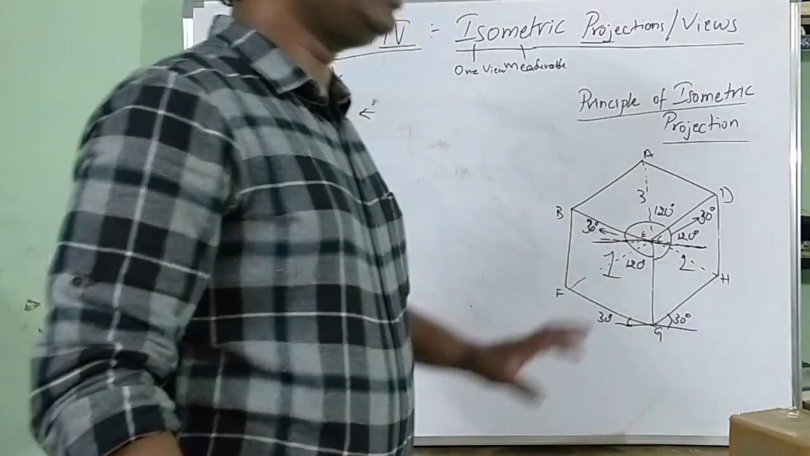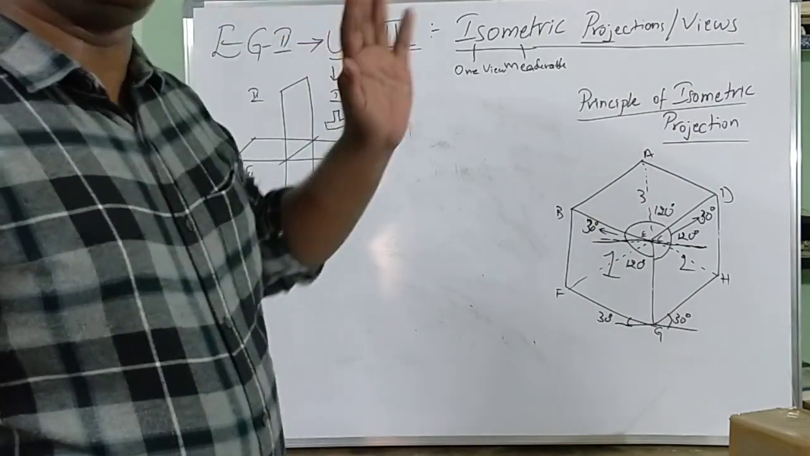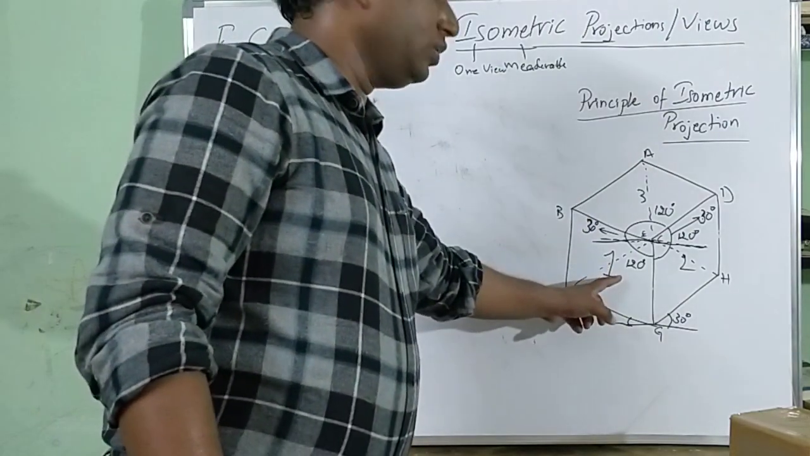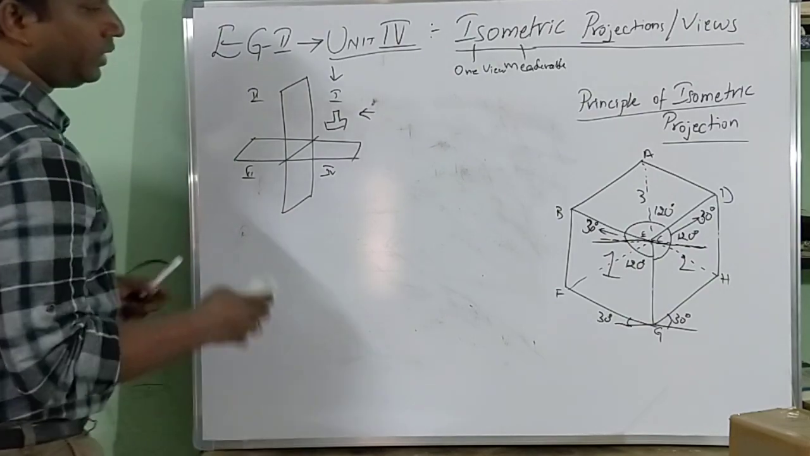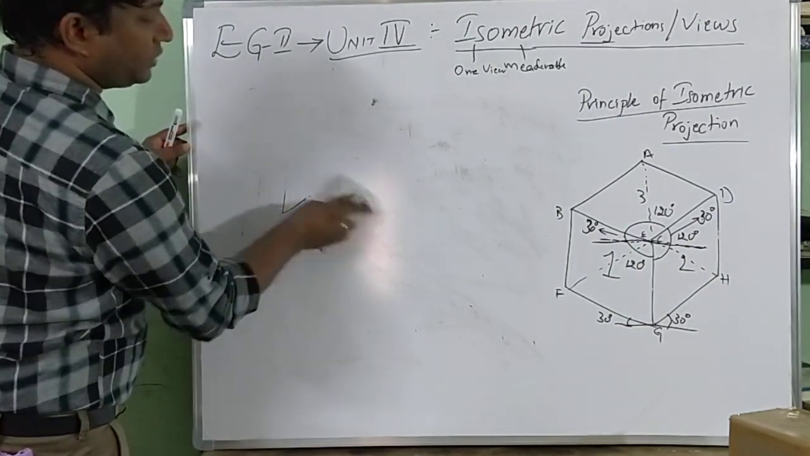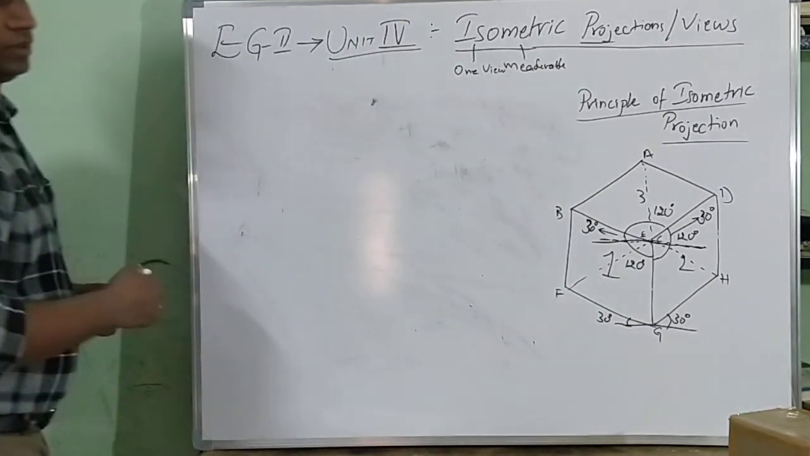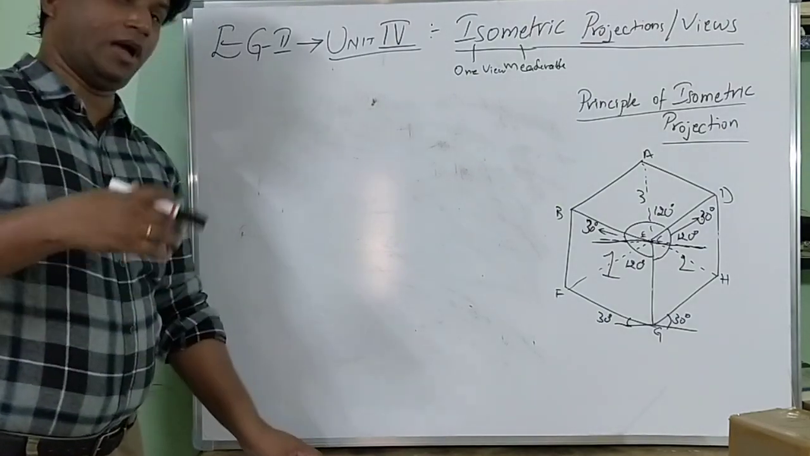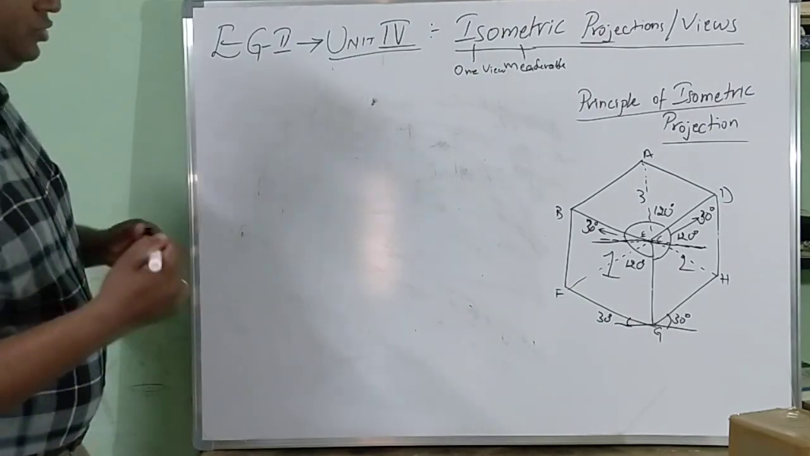This is the isometric projection concept, where you are able to see all 3 faces in one view: first face, second face, third face. That is the principle of isometric projection, which is different from orthographic. So how is it related to us? As we go into the subject, you will be able to understand how it will be useful for us.